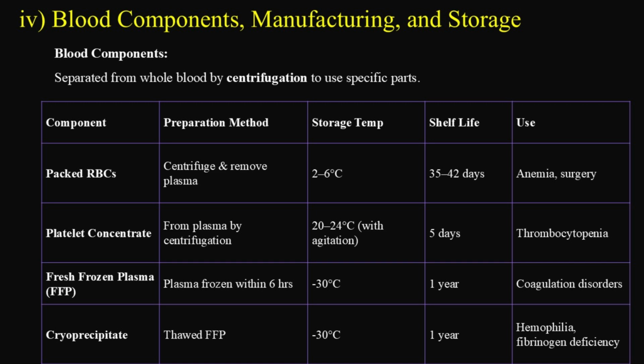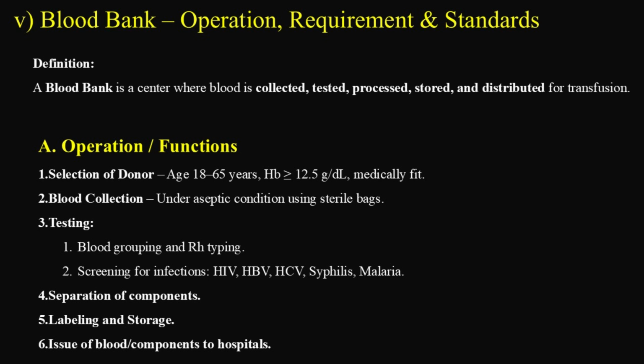and used for thrombocytopenia. Fresh frozen plasma, FFP, is plasma frozen within 6 hours, stored at minus 30 degrees Celsius for 1 year, and used for coagulation disorders. Cryoprecipitate is prepared from thawed FFP, stored at minus 30 degrees Celsius for 1 year, and used for hemophilia and fibrinogen deficiency. A blood bank is a center for collecting, testing, processing, storing, and distributing blood for transfusion.